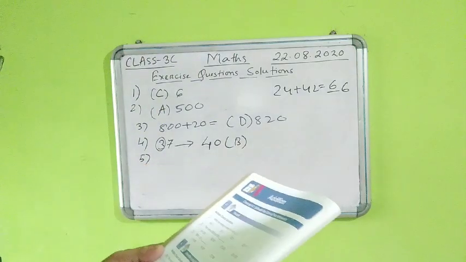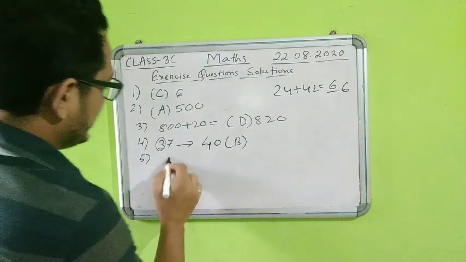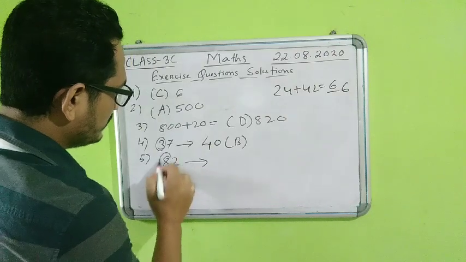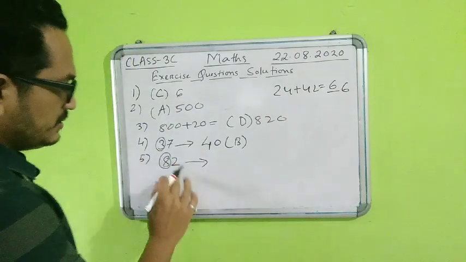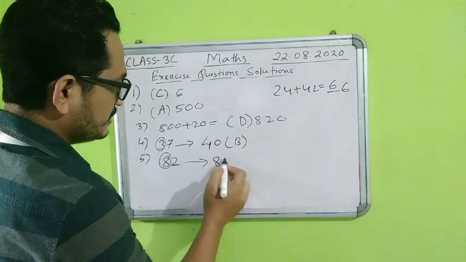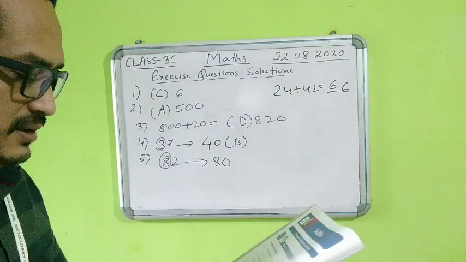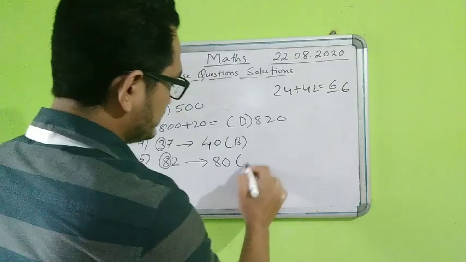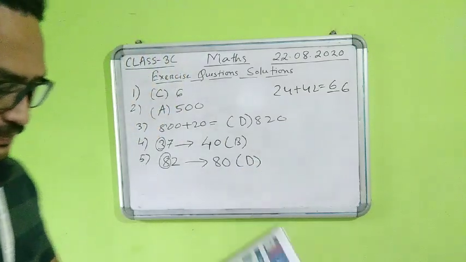Number 5, the value of 82 rounded off to the nearest tens. 82, you round off. This is the tens place. On the right hand side 2 is there, which is smaller than 5. So there will be no change in the tens digit, but 2 will become 0. So it will be 80. Where is 80? It is in option number D.